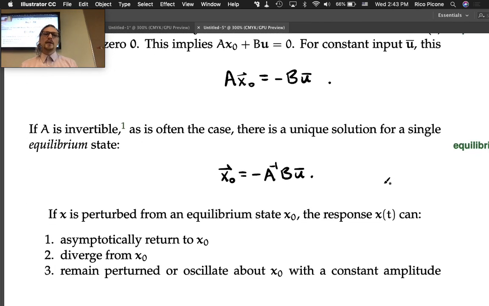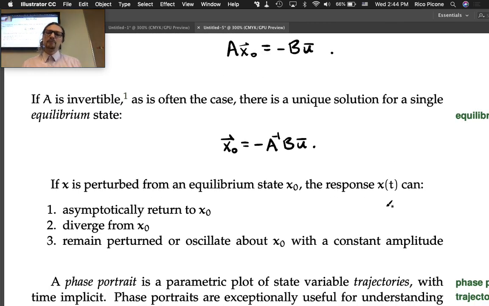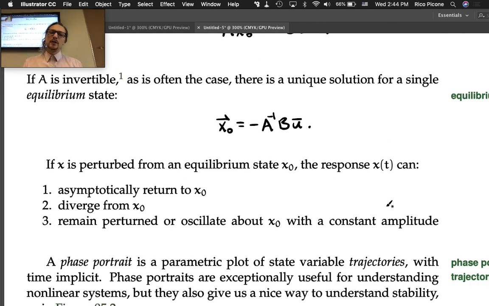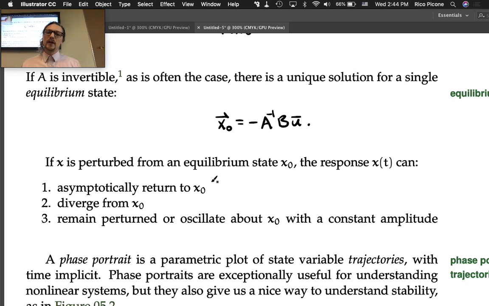If x is perturbed from an equilibrium state x naught, the response can do one of three things. Perturbed means it's moved a little bit away from that state. So if you move it away from the equilibrium state a little bit, the response can do one of three things. It can asymptotically return to x naught, and we call this type of system asymptotically stable.